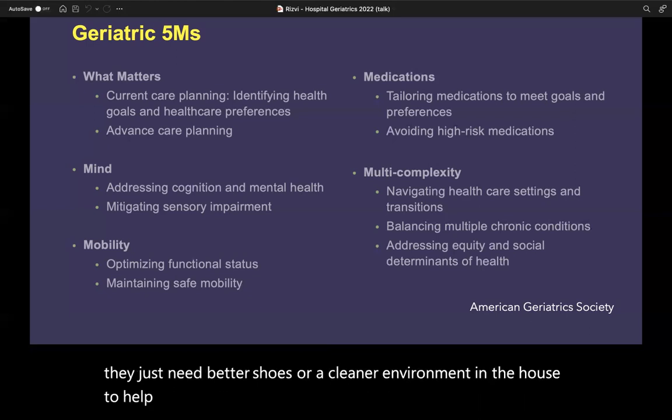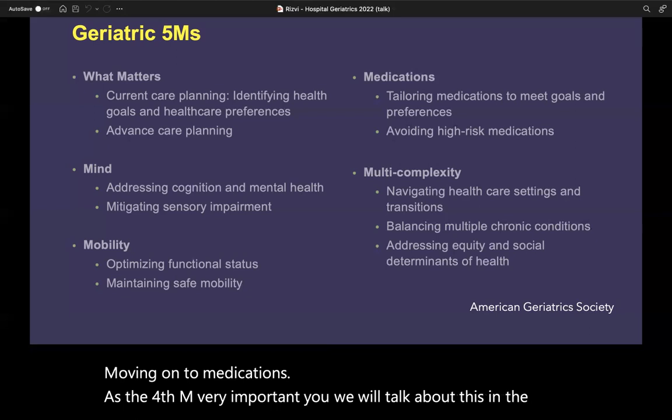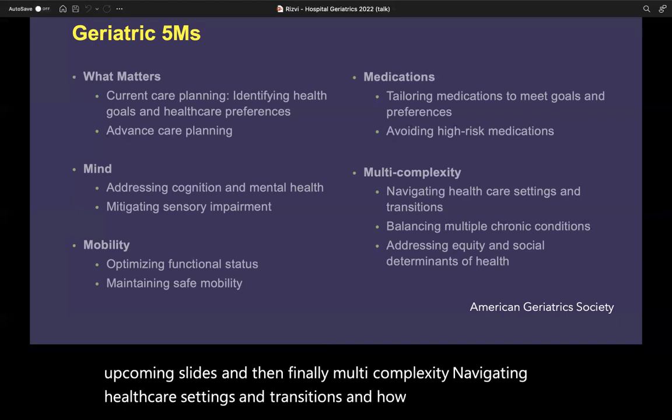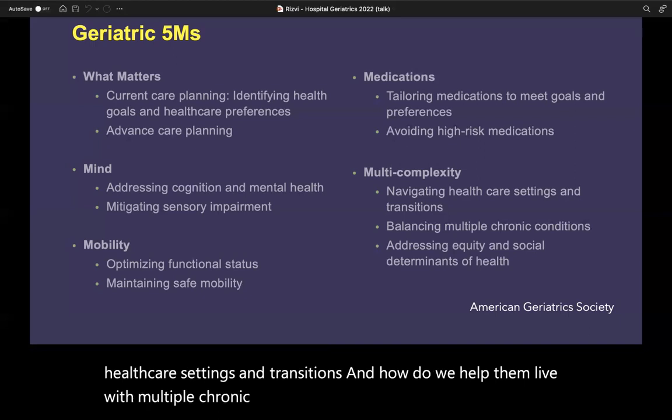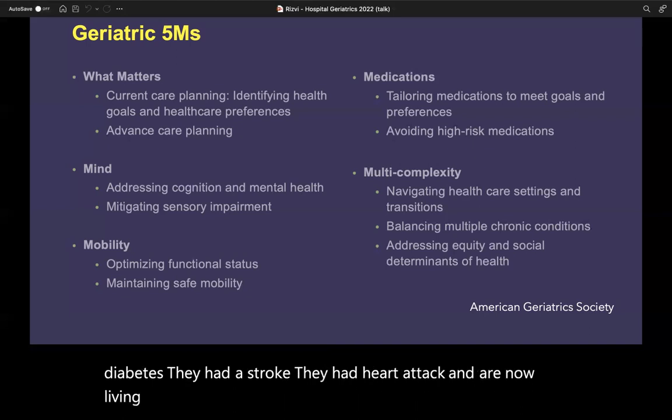Moving on to medications as the fourth M, very important. We will talk about this in the upcoming slides. And then finally, multi-complexity, navigating healthcare settings and transitions. And how do we help them live with multiple chronic conditions? They have arthritis, they have diabetes, they had a stroke, they had a heart attack, and now are living with heart failure. How can we help them? This talk is all going to be about that.